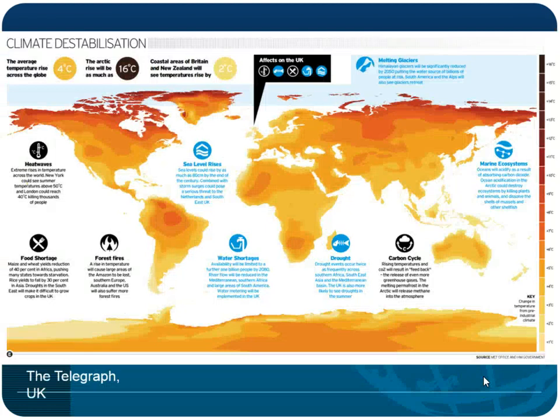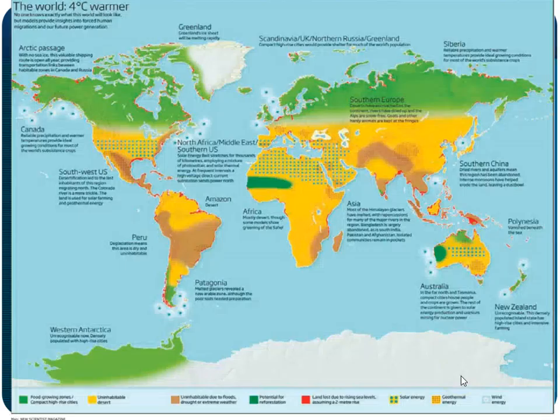All right, and then climate destabilization. I like this. This was actually from the UK, and it's talking about all of the things that are going on, but I put it in here so you could actually have a nice little list of all of the things that are happening. And then when we start looking at the world being warmer, you can see all of these areas, and it gives you region by region some of the things that are going to be problematic.